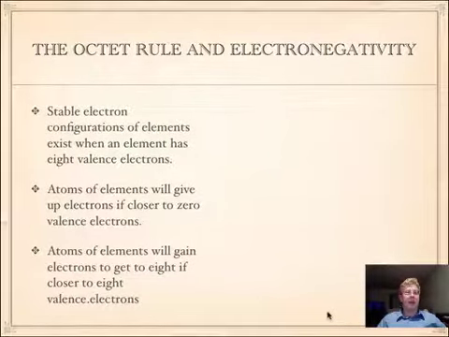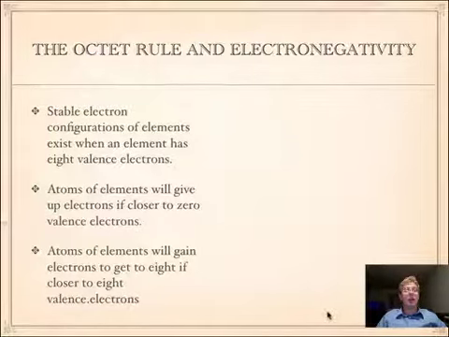Why do atoms of elements gain or lose electrons? It has to do with what's a stable electron configuration for that atom. And that's where the octet rule comes in. The octet rule happens when an element, or an atom of an element, has exactly 8 valence electrons. This is the most stable configuration you could have. If you look at column 8A on the periodic table, these are the noble gases that include neon and argon and xenon and krypton and radon and helium also.